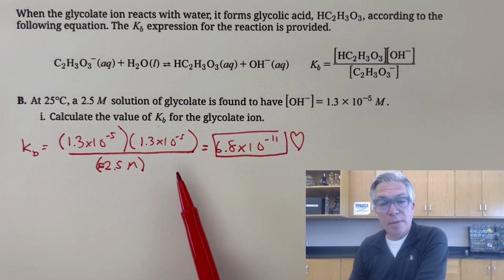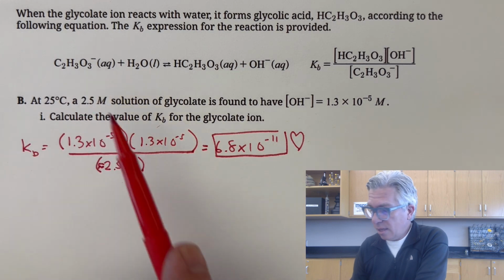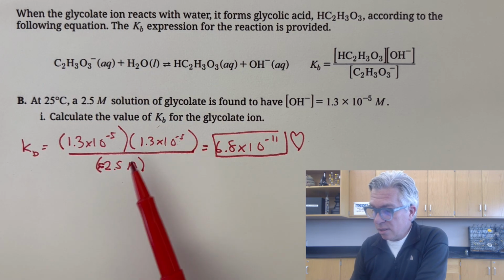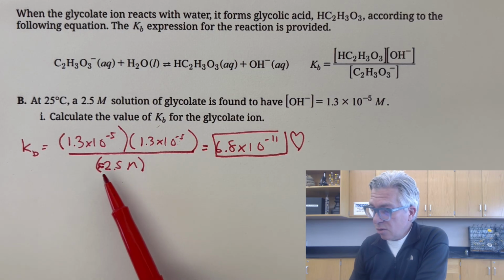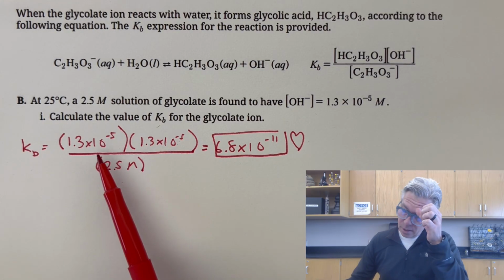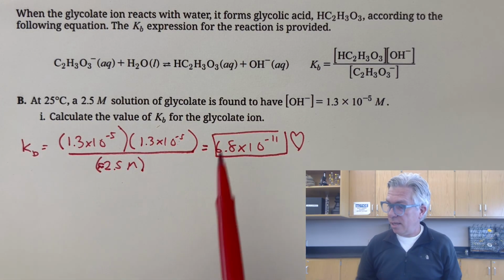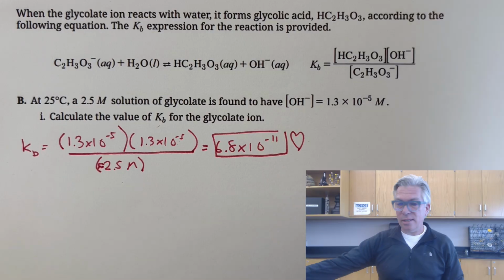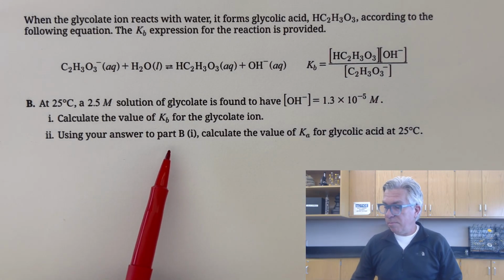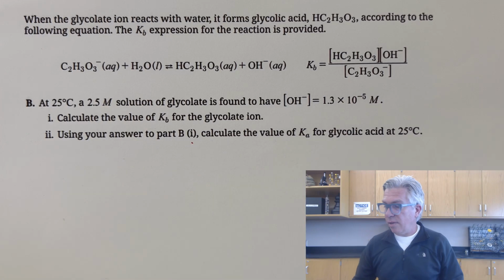And if you tried to do a minus X, like 2.5 minus X, you would find that 2.5 doesn't really change much because this is really small. It's like 5 factors of 10 smaller. So this is still approximately 2.5, and it's okay to just do the approximation. So we have these two over this, and I got a Kb value of 6.8 times 10 to the minus 11.